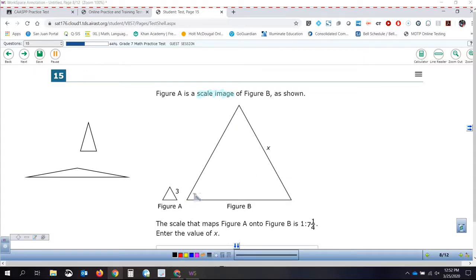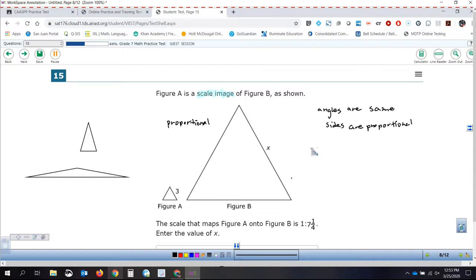Or another way to talk about it is, this angle right here is going to be the same as that angle right there. And that angle right there is going to be the same angle as that. So all of the angles are the same, even though the lengths are different. These angles are not going to be the same. Also, the sides are going to be proportional. So if they are a scale image, the angles are the same and the sides are proportional.